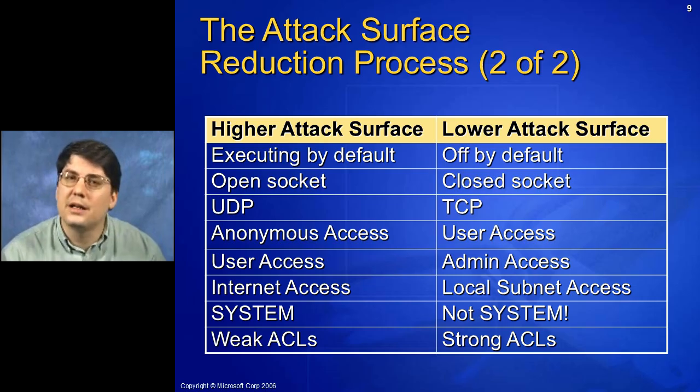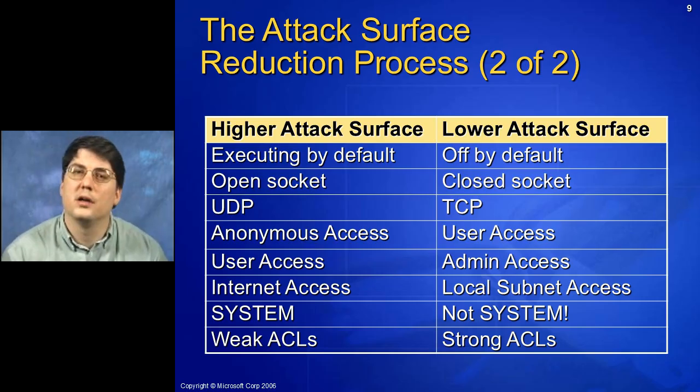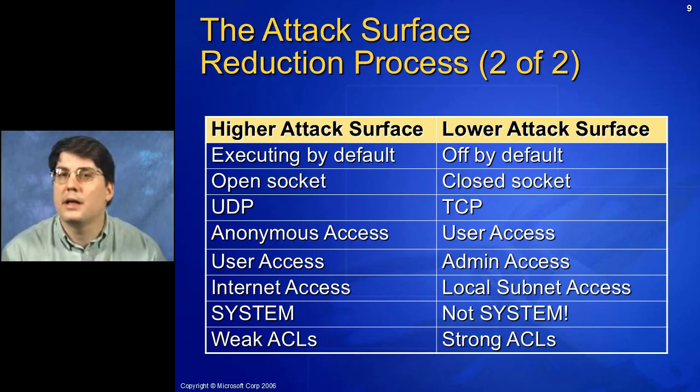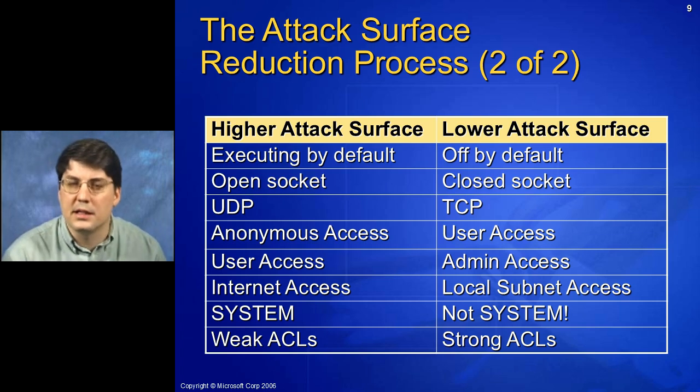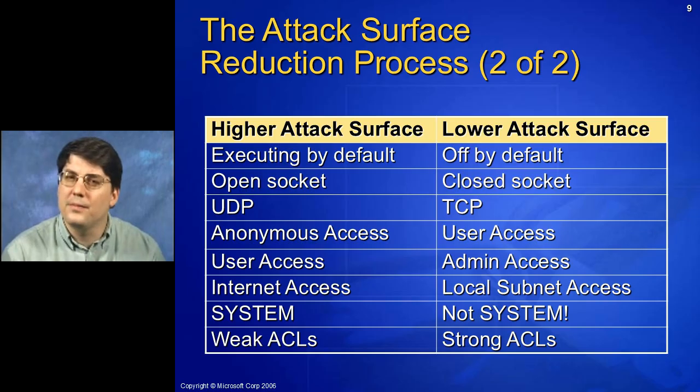So it's not necessarily about turning things off either. If something is executing by default, certainly you can turn it off by default. If it's an open socket, maybe you can make it a closed socket, something that has a greater degree of restriction on the number of people who can access it. If it's using a connectionless protocol like UDP, you might choose to use a connection-oriented protocol like TCP. That doesn't give you a lot of benefit, but it might make it one step harder for an attacker to actually produce an exploit.